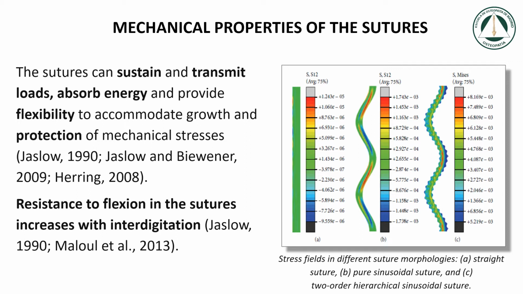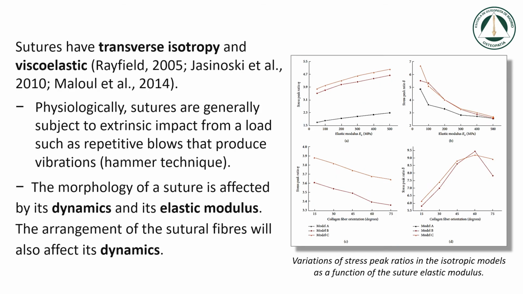This figure shows the stress fields in different suture morphologies: A, straight suture; B, pure sinusoidal suture; and C, two-order hierarchical sinusoidal suture. Sutures have transverse isotropy and are viscoelastic.